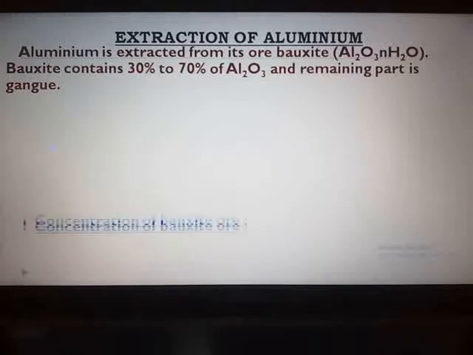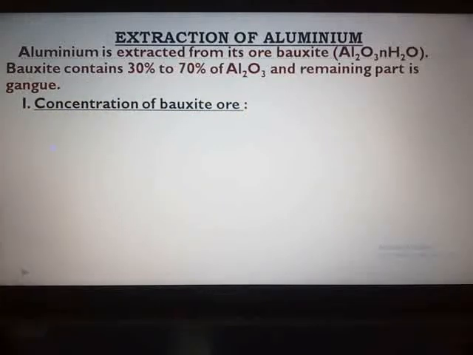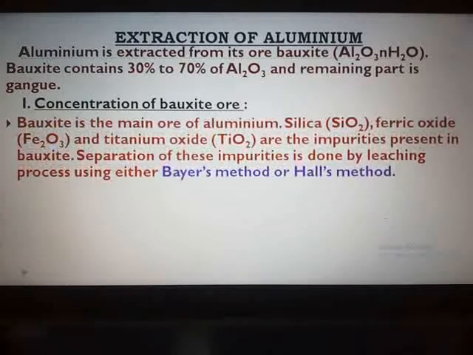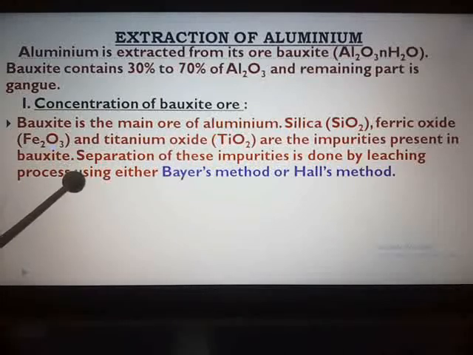Now we move to the first step, that is concentration of the bauxite ore. This is our first step. As I have told you, bauxite is the main ore of aluminium. Here silica, ferric oxide and titanium oxide, that is TiO2, they are the impurities which are present in the bauxite, that is gangue, and separation of these impurities is done by the leaching process.